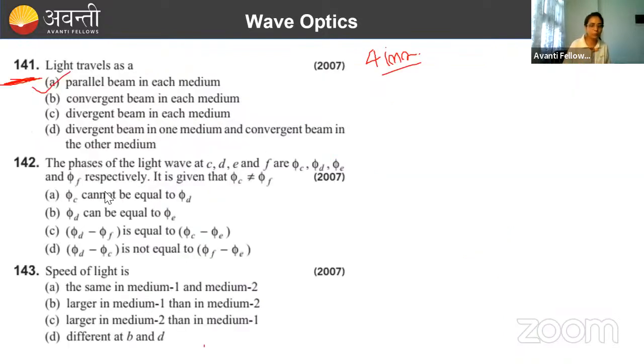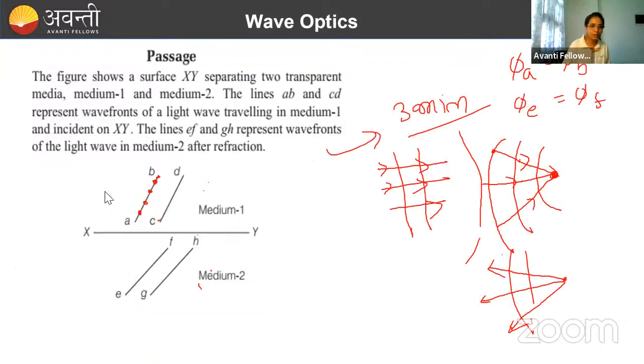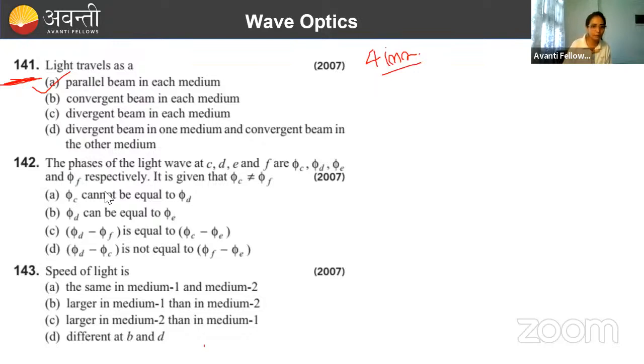Now phi D can't be equal to phi E, D and E. Both are on different wavefronts, so they can't be equal. It is written that phi D can't be equal to phi E. They are on different wavefronts. So this option is also wrong.